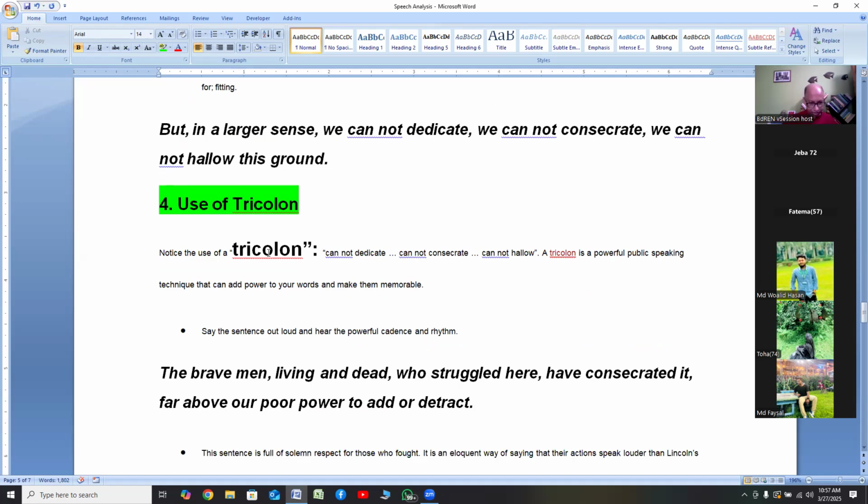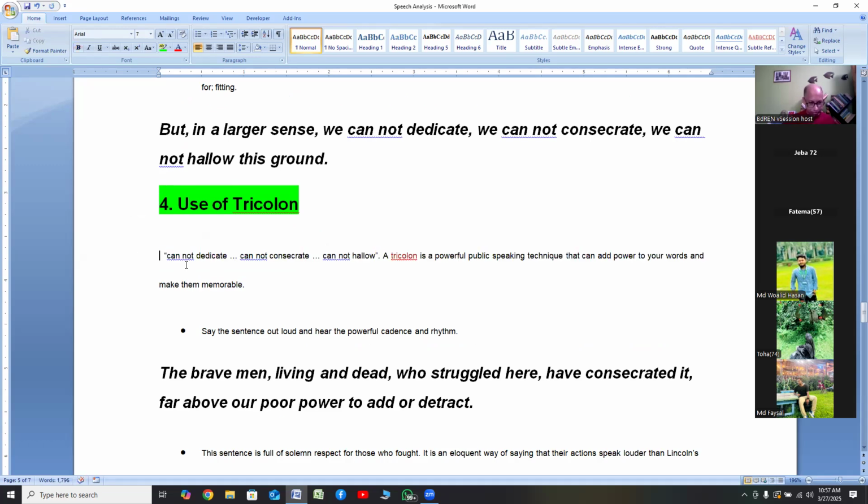For example, just think, we have found here an example. We cannot dedicate, we cannot consecrate, we cannot hallow. So, we cannot. Just look. We cannot dedicate, we cannot consecrate, we cannot hallow this ground. Okay. So just think of the repetition. We cannot. We, the ordinary people, might have said, we cannot dedicate, consecrate, and hallow.